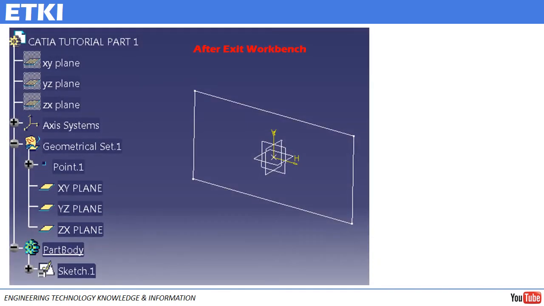When you click on the Exit Workbench icon, CATIA will exit the Sketcher mode and take you into the Part Design mode or Generative Shape Design mode. This depends on while creating the sketch you have selected it from the Part Design mode or Generative Shape Design mode. In this video, we have selected the sketch from Part Design mode. So, we are in Part Design mode. You can also see the sketch that we have created just now has come under the part body since we have defined it in the part body.